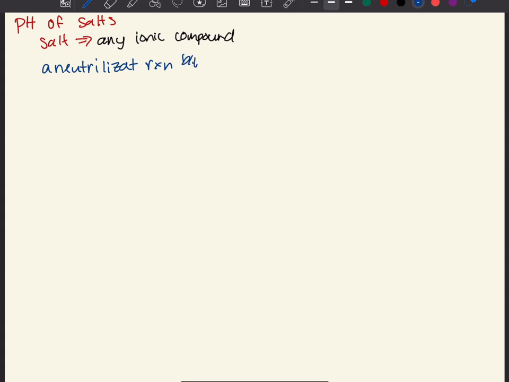In this video, we are going to talk about the pH of salts. Now, remember, when you're talking about a salt in chemistry, we are talking about any ionic compound. And when you have a neutralization reaction, so remember, a neutralization reaction is a reaction between an acid and a base.